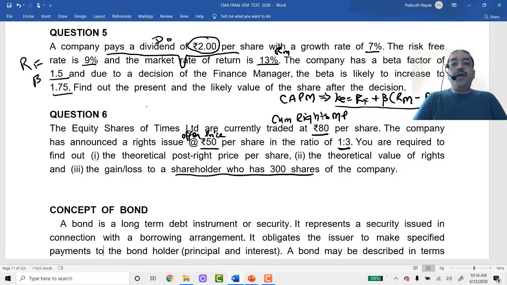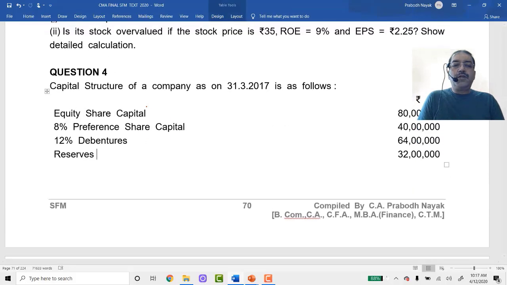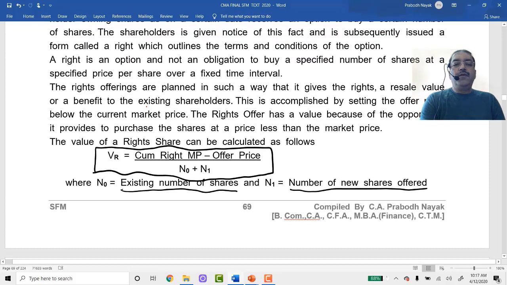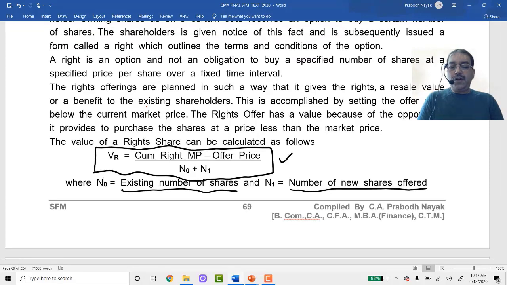In the rights issue, I made you put in box bracket 2 formulas. I said 2 formulas are important. The first formula was VR is equal to cum rights market price minus offer price divided by N0 plus N1. Go and check back page number, whatever it is. Cum rights market price minus offer price upon N0 plus N1. You have to study this formula. You are going for exam, not me.